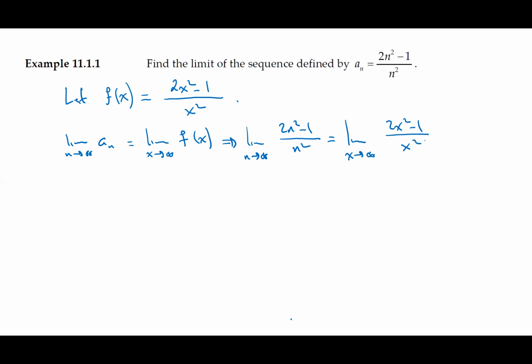And now using dominant term analysis, essentially saying that the minus 1 is not going to have any discernible effect on the value of 2x squared when x's are ridiculously large, this thing starts to look like 2x squared over x squared, which is just 2. Okay? So there we have it.